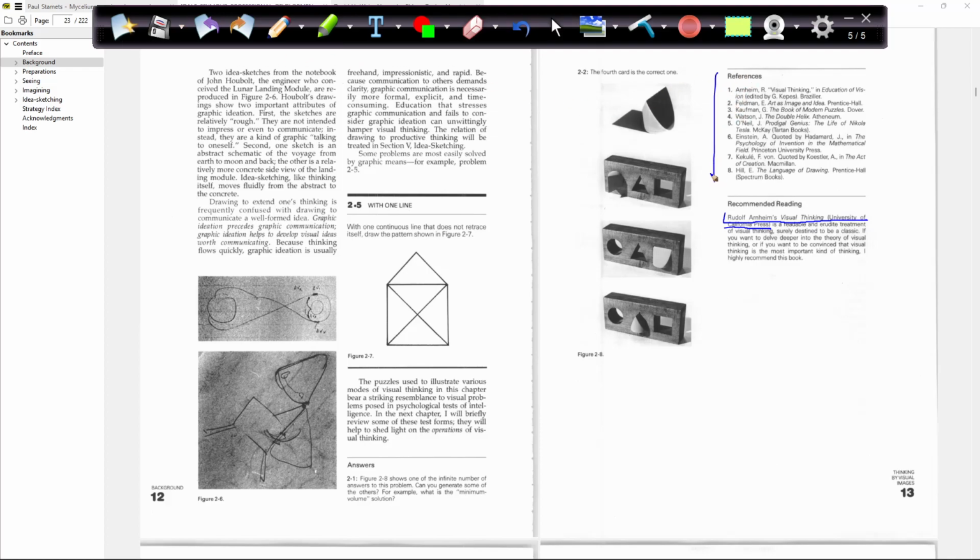So these are the references for the book. Arnheim, Visual Thinking. Feldman, Art as Image and Idea. Kaufman, The Book of Modern Puzzles. Watson, The Double Helix. O'Neill, Prodigal Genius, Life of Tesla. Einstein, quoted by Ghiselin, The Creative Process. Psychology of Invention, Princeton. Quoted by Webster, The Act of Creating. McKim, Experiences in Visual Thinking.